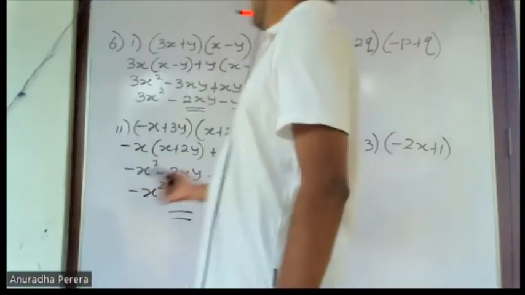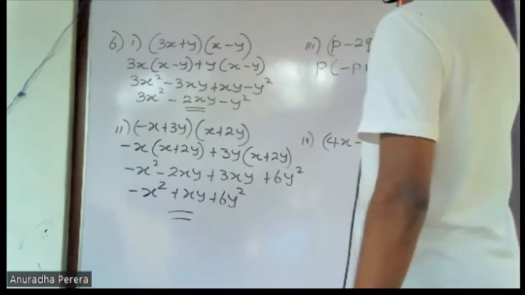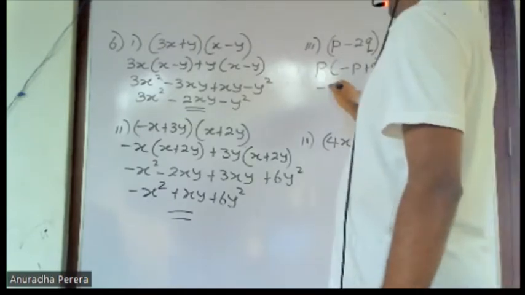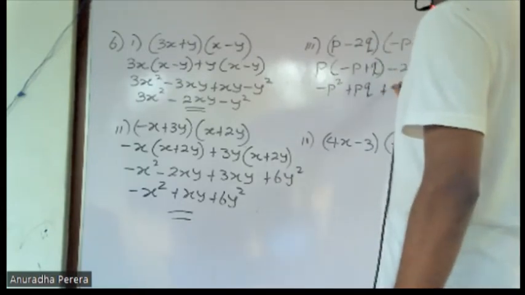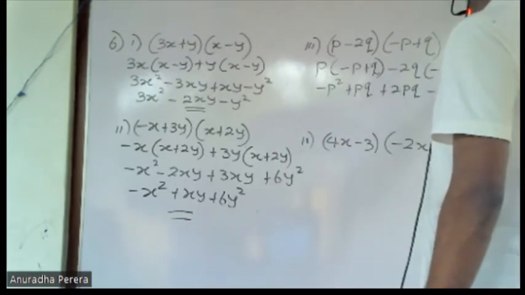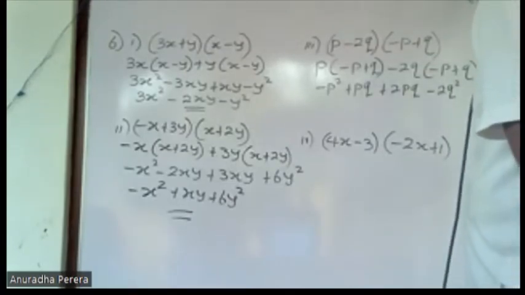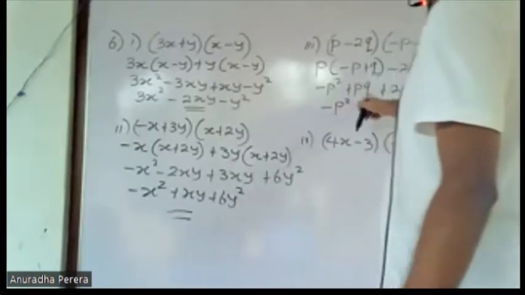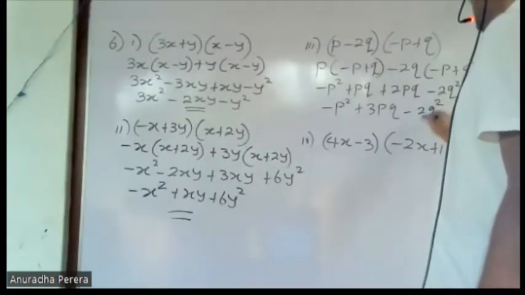Yes, sir. Right. Third one: p times minus p plus q, minus 2q times minus p plus q. Minus p squared plus pq, plus 2pq, minus 2q squared. Like terms can be added: minus p squared plus 3pq minus 2q squared.